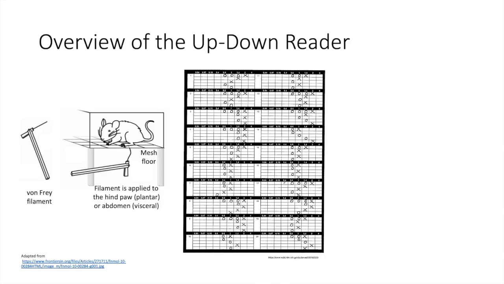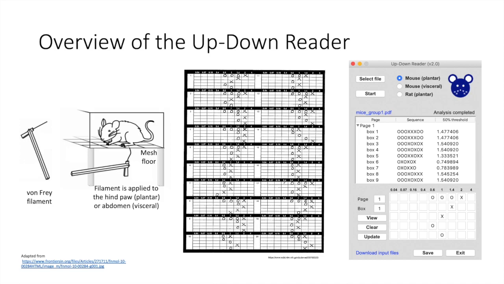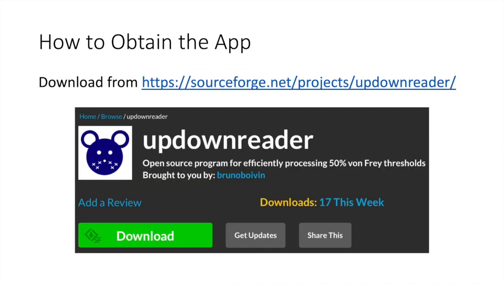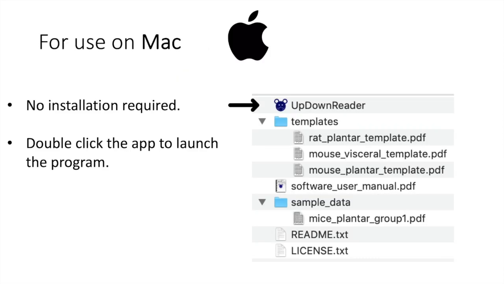Von Frey data is recorded on the datasheets we have provided and analyzed by the software. You can download the app from this webpage. For Macintosh, there is no further installation required. Simply download the app and double-click the mouse to launch the program.